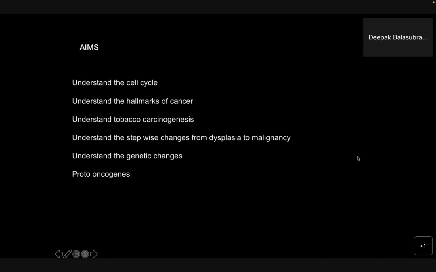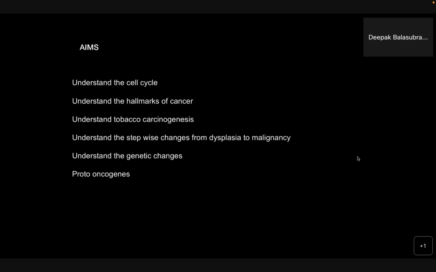So the aims of this presentation is for all of us to understand the cell cycle, which is the basic thing that we need to know for understanding the different areas where the tumors tend to intervene and cause progression. We have to understand the hallmarks of cancer. We have to understand tobacco carcinogenesis, and of course, the viral carcinogenesis, which is now being described very often in literature. We have to understand the stepwise changes from dysplasia towards frank malignancy.